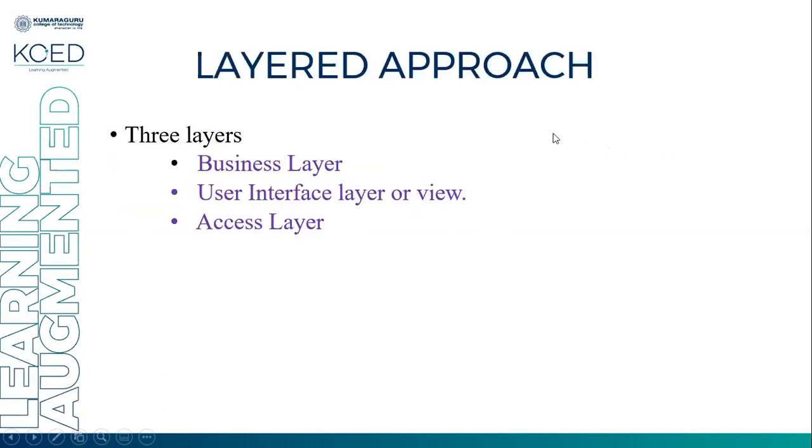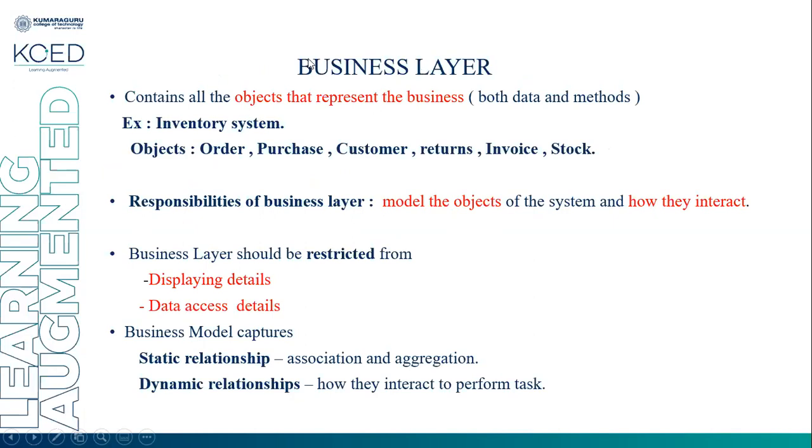So next we are going to discuss the layered approach. The unified approach focuses on three layers: the business layer, the user interface layer, and the access layer. The business layer contains all the objects that represent the business, both data and methods. Example, an inventory system. The objects are order, purchase, customer, returns, invoice, and stock. The responsibility of the business layer is to model the objects of the system and how they interact to satisfy a particular business need. So we can say they are logical objects.